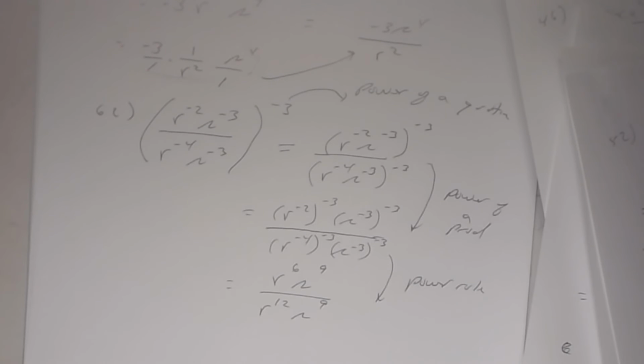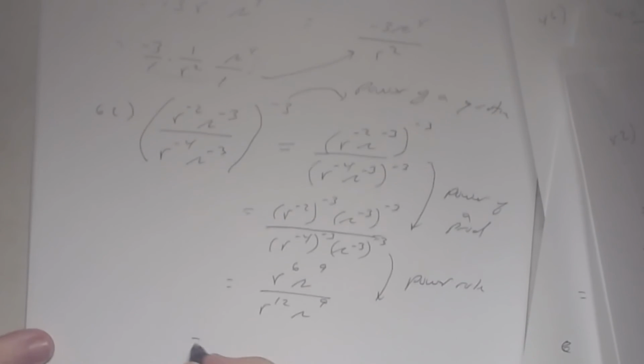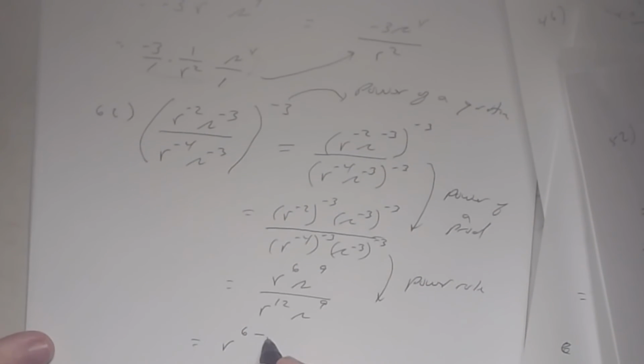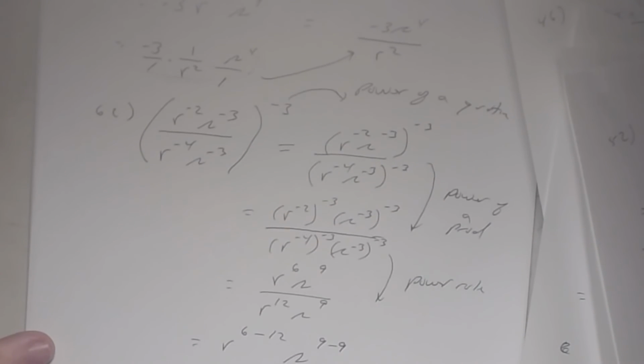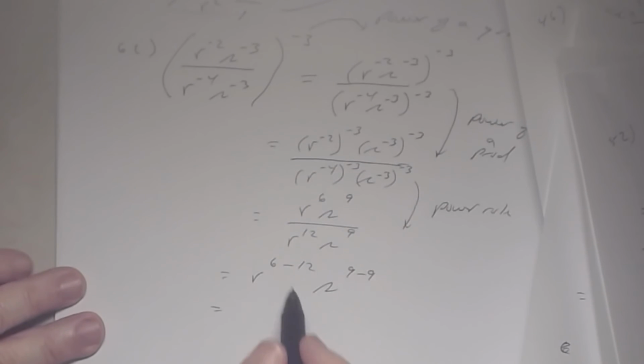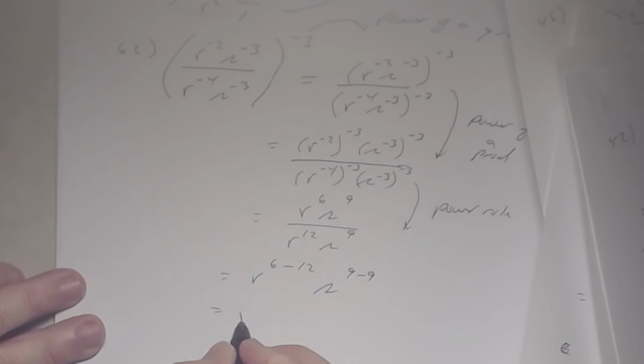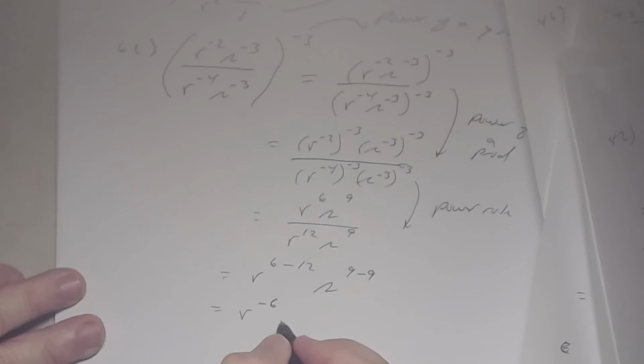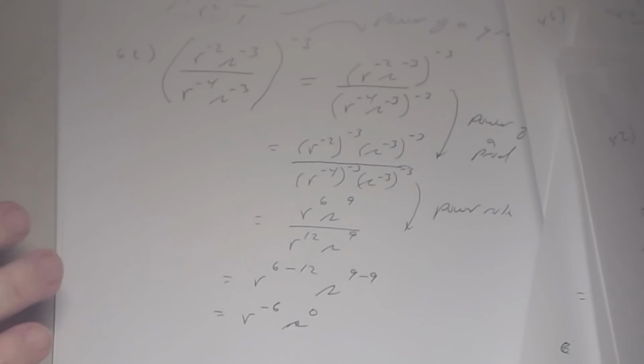Now, no longer have parentheses, but what rule can you use? Quotient. So let's do the r's. That'll be r to the 6 subtract what? 12. Let's do the s's. That's s to the 9 subtract what? Good. What's 6 subtract 12? Not 6. She said negative 6. Okay, negative 6. And what's 9 subtract 9? 0. All right, so that's where I'm at.